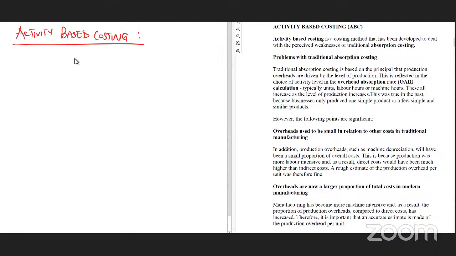Do you understand? So activity-based costing is a costing method that has been developed to deal with the perceived weakness of traditional absorption costing. Now, why the perceived weakness? Traditional absorption costing is based on the principle that production overheads are driven by the level of production, which is not necessarily true. In the past, this could have been true, but now it is not. This is reflected in the choice of activity level in the OAR calculation, like units, labor hours, or machine hours, and these all increase as the level of production increases.